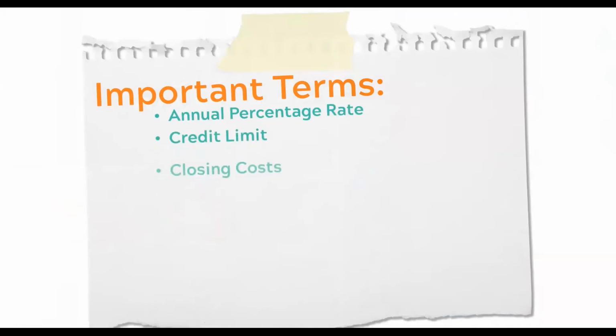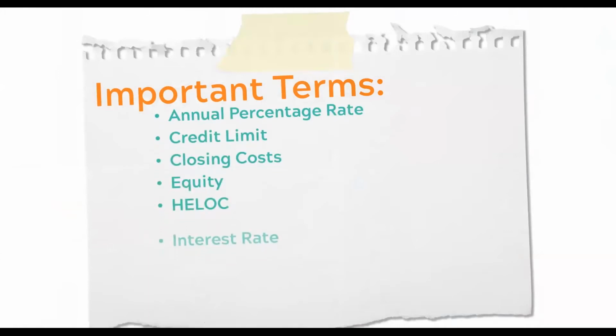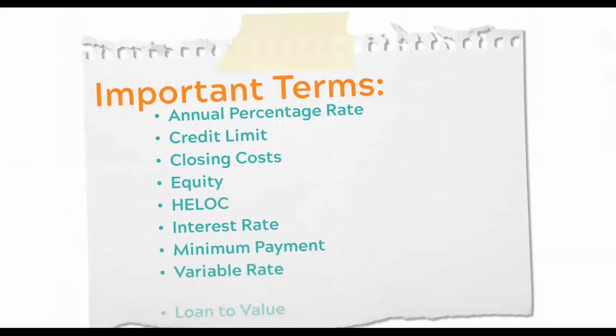So first off, I wanted to go over a brief overview of the following terms to give you a better understanding before I get into the main subject. Annual percentage rate is the cost of credit expressed as a yearly rate. This is abbreviated as APR on many documents that you might see. The credit limit is the maximum amount that may be borrowed on a credit card or under a home equity line of credit plan. Closing costs are fees you pay when you close or settle on a loan. These fees may include application fee, title examination, title insurance, recording fees, appraisal fees, etc.